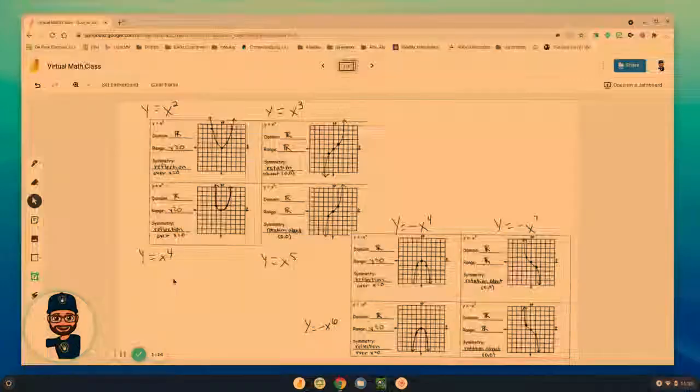X squared or x to the fourth or negative x to the fourth, negative x to the sixth. Notice the ending on those is pointing in the same direction, right? The ending on each of those graphs is either both pointing up or both pointing down, which means that changes the range. Whereas these x to the third, x to the fifth, negative x to the seventh, negative x to the third, things like that, one ending is pointing up, one ending pointing down. And when that happens, the range is also all real numbers.